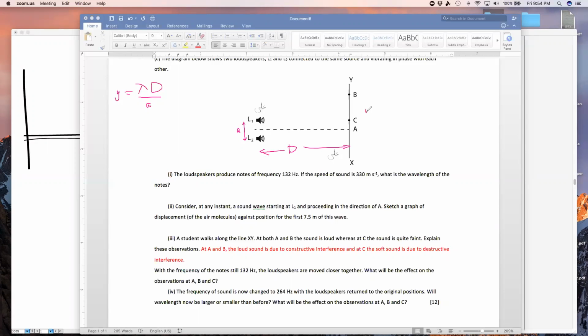And y is the distance between the two regions of constructive interference. So that's y, and of course lambda is the wavelength of sound that we're using. Now, once the frequency is kept constant, the frequency being constant means lambda is also constant.